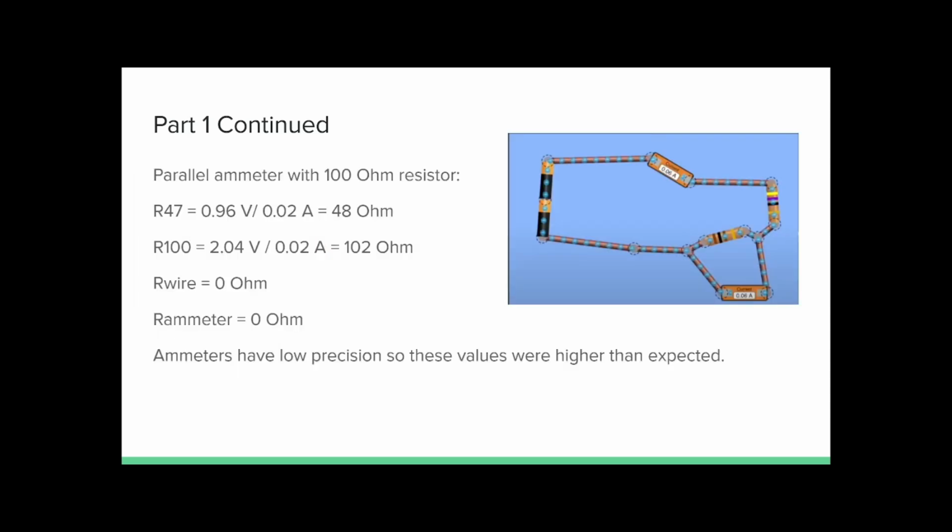Then we did a test with an ammeter in parallel with the 100 ohm resistor. This one was a little off. We got that the 47 ohm resistor actually had a resistance of 48, and that the 100 ohm resistor had a resistance of 102. This can be chalked up to the fact that the ammeters have fairly low precision, so these values might not be as exact.